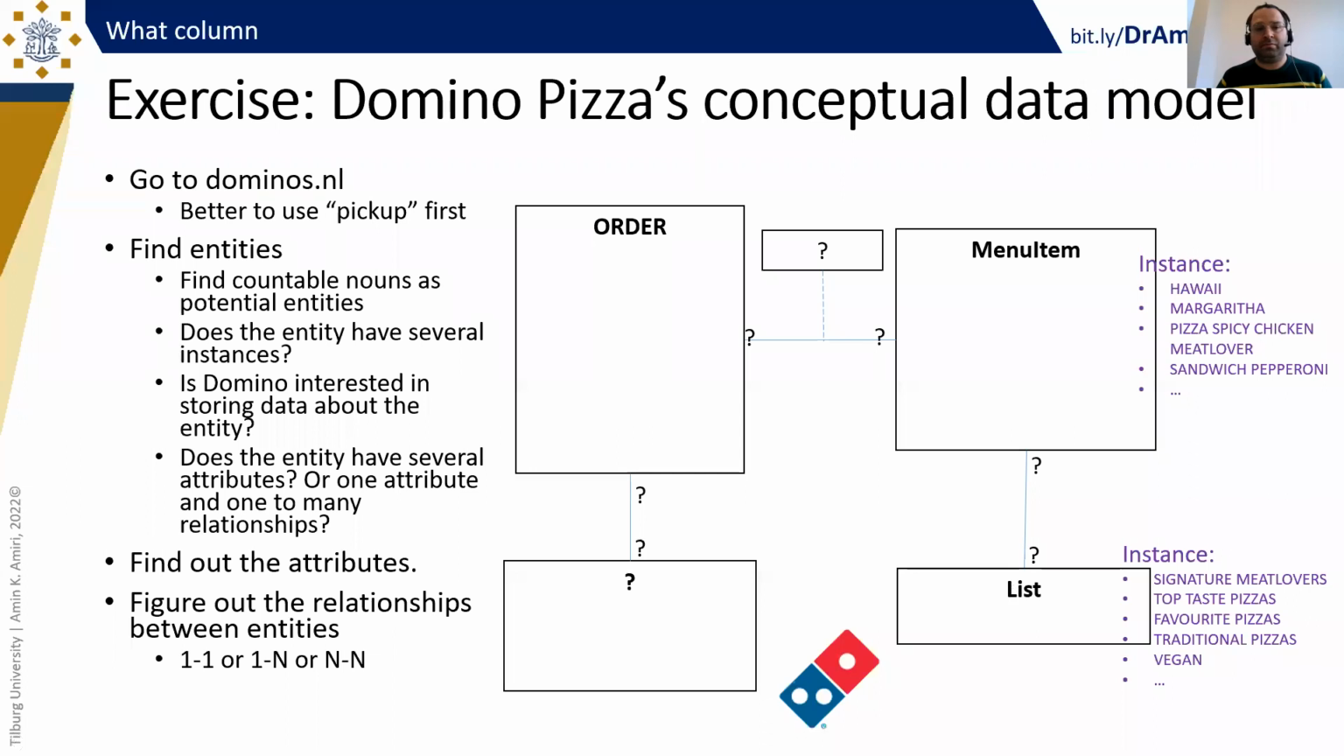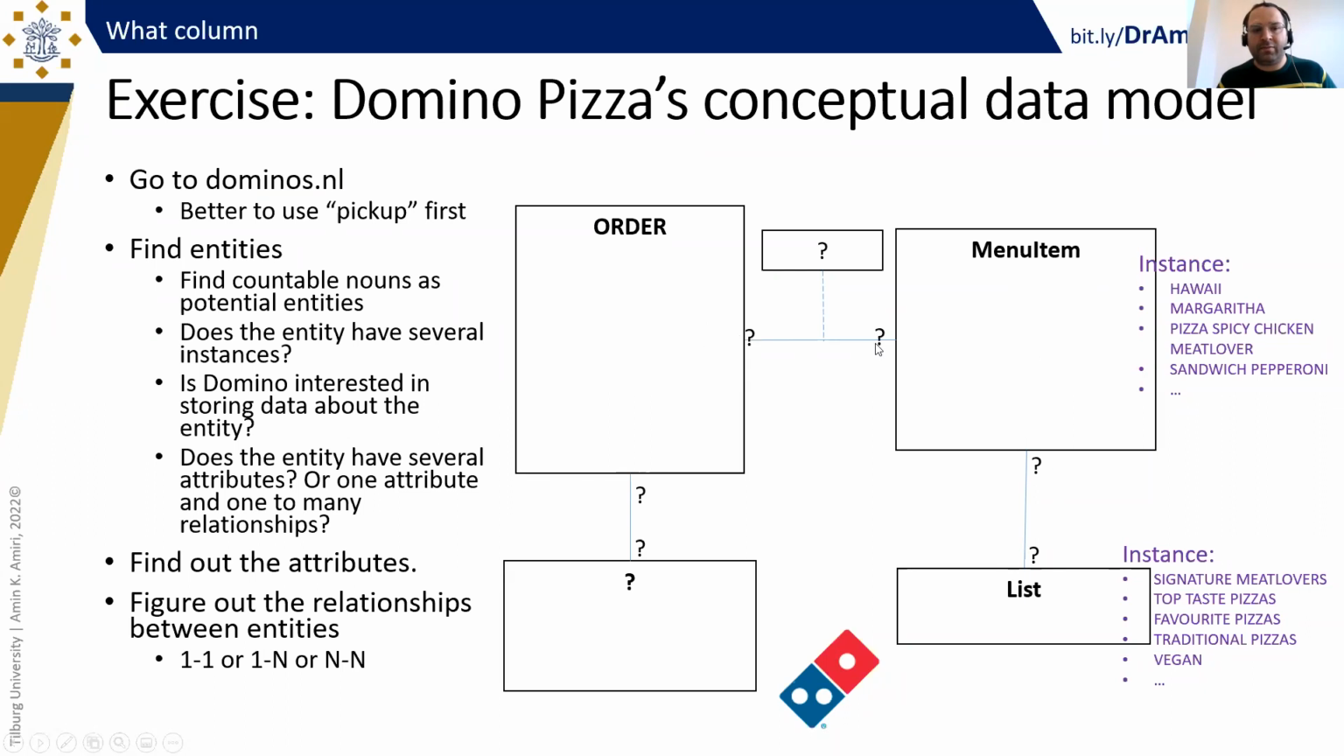Jordan says one, Steph says several. So you are the owner, you can make that decision. The current owner of Domino Pizza said that a menu item can belong to several lists. So both your answers can be correct, but this is what the owners of Domino Pizza decide. How about menu item and order? For each order, on your receipt, you get a bill from Domino Pizza. For an order, how many menu items do you have?